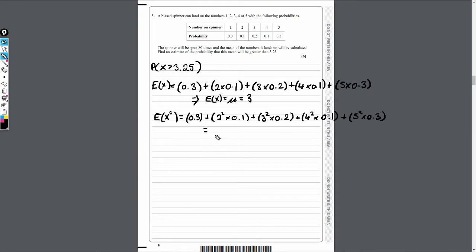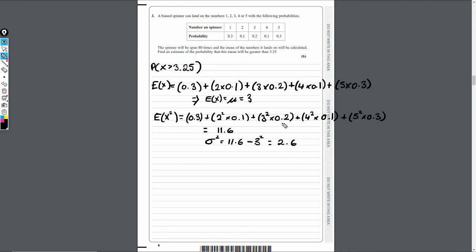Okay, evaluate this. What will this give us? This will give us 11.6. But this isn't my variance. We need to do another calculation. The way to work that out is to take this E of x squared value, 11.6, minus mu squared, so minus 3 squared. So 11.6 minus 9, we're just going to get 2.6. So that's the variance.